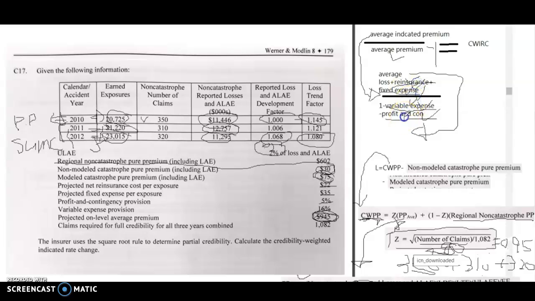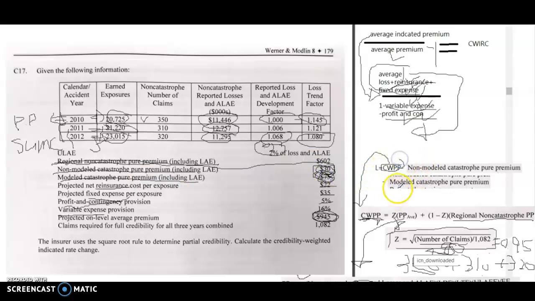All of these four are given by the question. Reinsurance is here, and fixed expense is here. Profit and contingency and variable expense, all of the values are given by the question. So what we have to calculate is the average loss, which is equal to CWPP, the probability weighted non-catastrophe pure premium, minus non-modeled catastrophe pure premium, and then minus modeled catastrophe pure premium. Both of these two values are given by the question, 30 and 75.